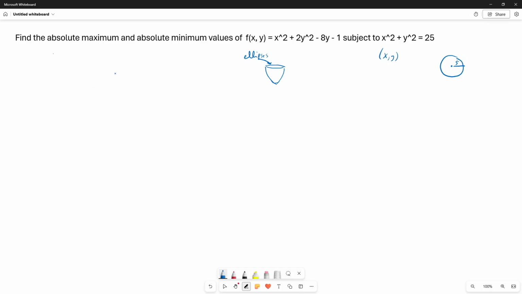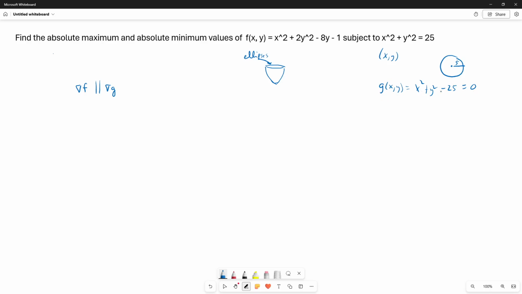And we'll use the theory of Lagrange multipliers, which says that the maximum and the minimum will occur when the gradient of f is parallel to the gradient of g, where we're going to consider this equation here. If we write this as g of xy equals x squared plus y squared minus 25, that would equal 0. So this is a level curve. So we want the gradient of this level curve.